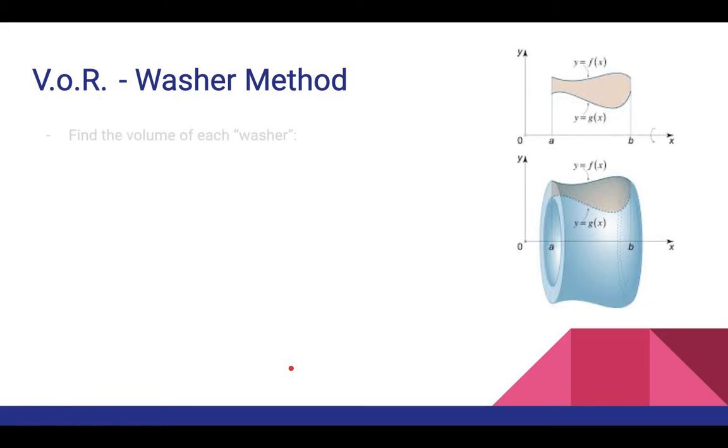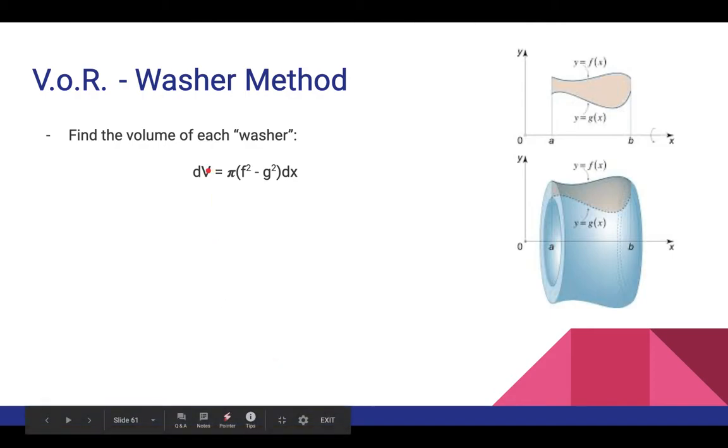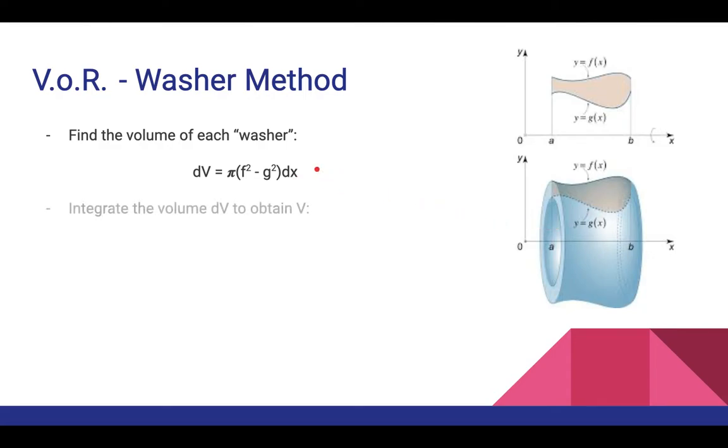Volumes of revolution, the washer method. Again, the idea is we find the volume of each washer. dV is going to be pi times f squared, where f is our outer function, minus g squared, where g is our inner function radii. So that gives us the area of one of the washers, and then in order to get the subsequent volume, we multiply by dx, the thickness of the washer. We integrate dV to obtain the volume. V equals pi times the integral from a to b of f squared minus g squared dx.